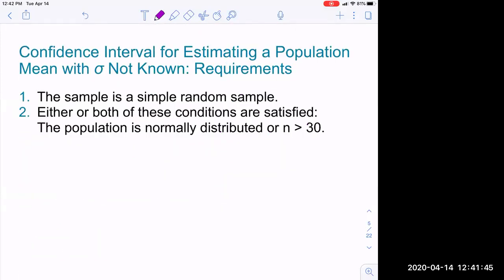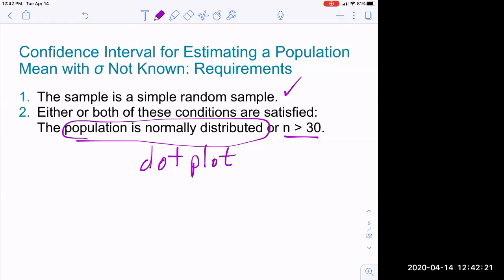So we do have requirements. Remember with the proportion, we were looking at the binomial probability distribution. Here, we want an SRS, and we look at either one: either our sample size is over 30, or a lot of times you'll see in a problem it'll say the population is normally distributed. When I do the example for this section, I will show you another way to test this. We can quickly look at a dot plot.